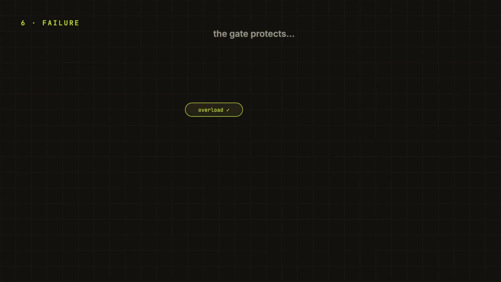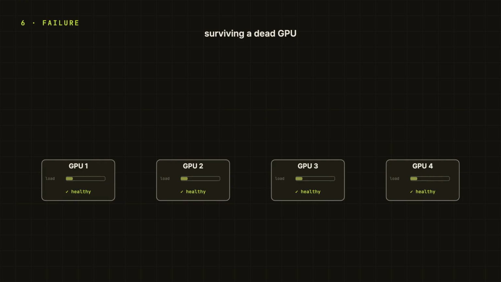So the gate can protect against overload and against unfairness, but there is a harder kind of protection: surviving when a GPU just dies. And they do die. They crash, run out of memory, hit hardware errors, a whole node drops off the network. So one worker fails right in the middle of streaming answers to real users. What happens?